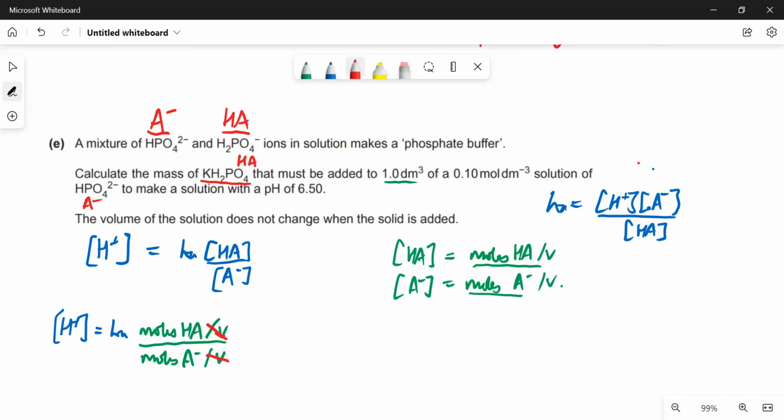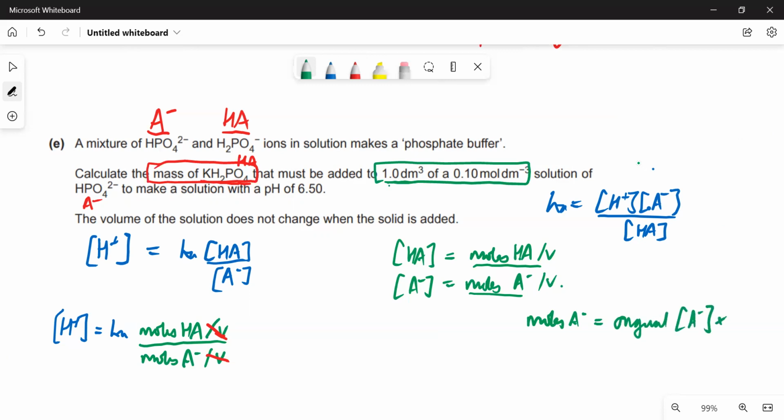Okay, so let's put the numbers in there. Well, what do we know? Do we know the moles of HA? No, we don't. That's what we've got to find out. But we do know the moles of A minus, because look here, we add 1 dm cubed of a 0.1 molar solution. So the moles of A minus is equal to the original concentration of A minus times the volume. The original concentration is 0.1 and the volume is 1 dm cubed, so that's going to be 0.1.